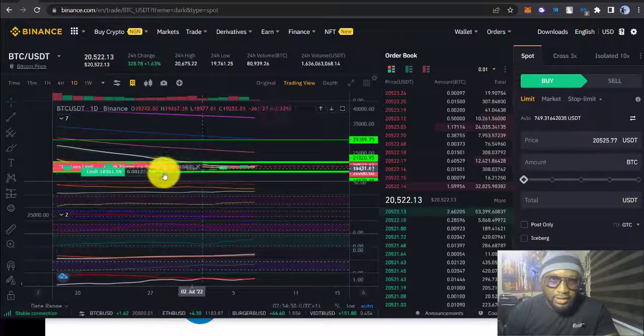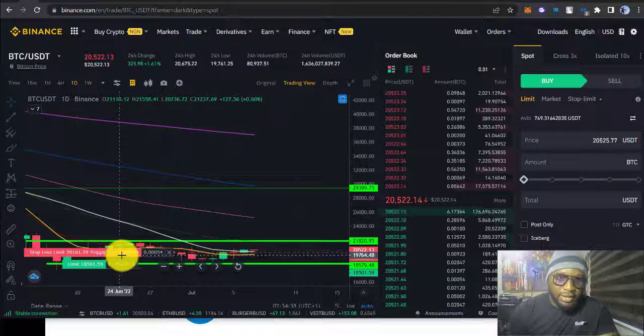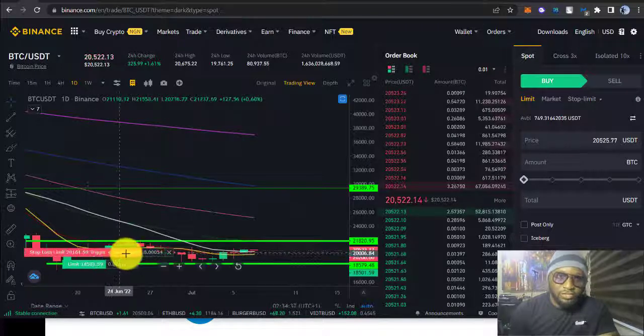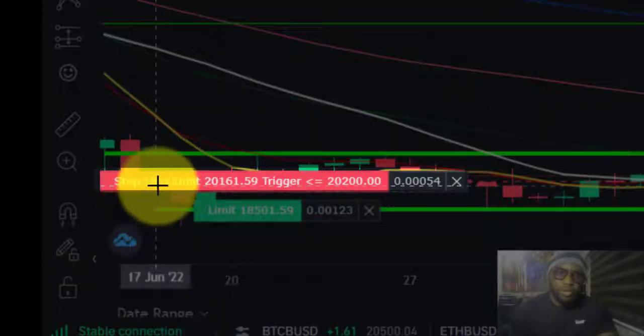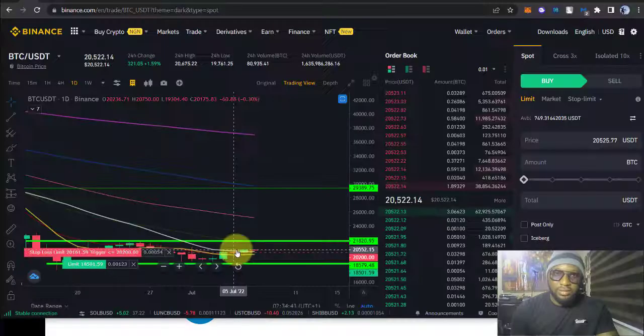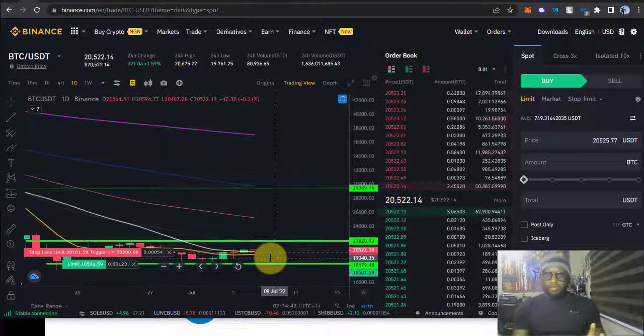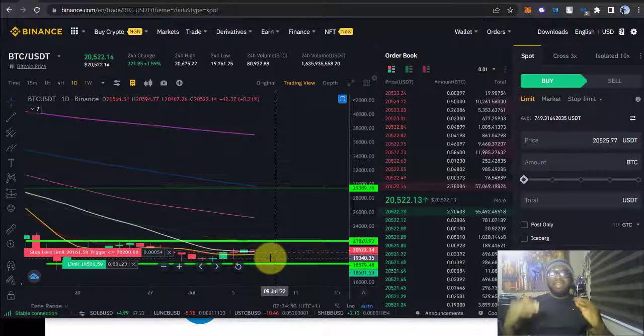Now that's the line. So if you zoom in, you can see what I'm talking about. Like if the market trigger price is 20,200, and the stop loss limit is 20,161. That is it. So basically, that is how to use your stop loss to prevent you from losing.